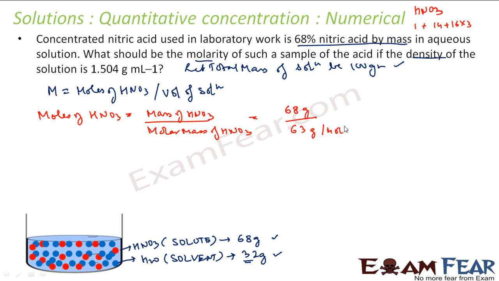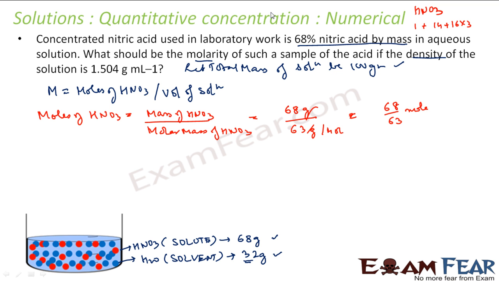Grams per mole. You solve this, gram gets cancelled. You get 68 by 63 grams per mole, or 68 by 63 moles. I'll not solve it now. It will be like this. That is my moles of nitric acid.